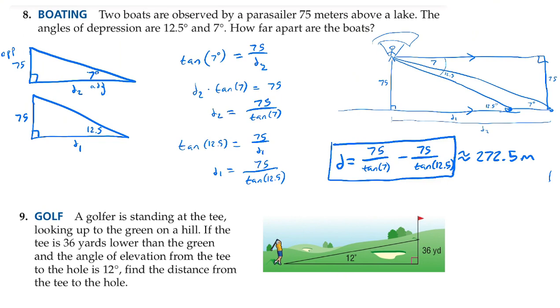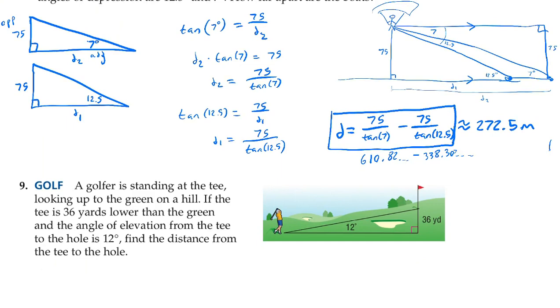Or you could separately go 75 divided by the tangent of 7. The first boat was about 610.82. Then minus 75 divided by tangent of 12.5, which is about 338.30. When you subtract those, that's where the 272 came from. It's two separate boat distances and then subtract.